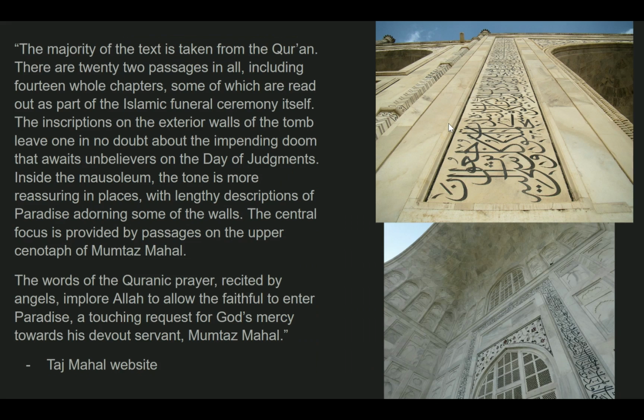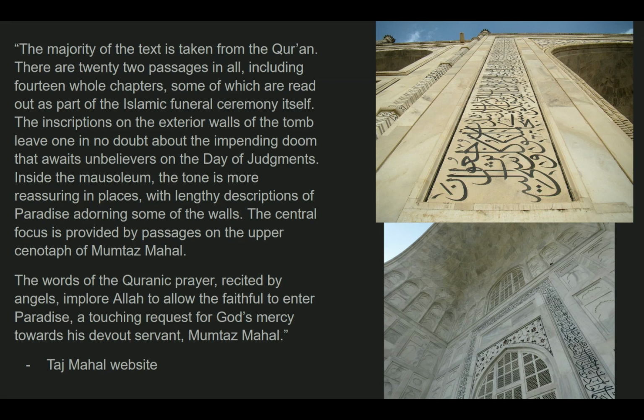So according to the Taj Mahal website, the majority of the text is taken from the Quran. There are 22 passages in all, including 14 whole chapters, some of which are read out as part of the Islamic funerary ceremony itself. The inscriptions on the exterior walls of the tomb leave one in no doubt about the impending doom that awaits unbelievers on the Day of Judgment. Inside the mausoleum, the tone is more reassuring in places, with lengthy descriptions of paradise adorning some of the walls. Remember, that's where his wife is interred, so this makes sense.